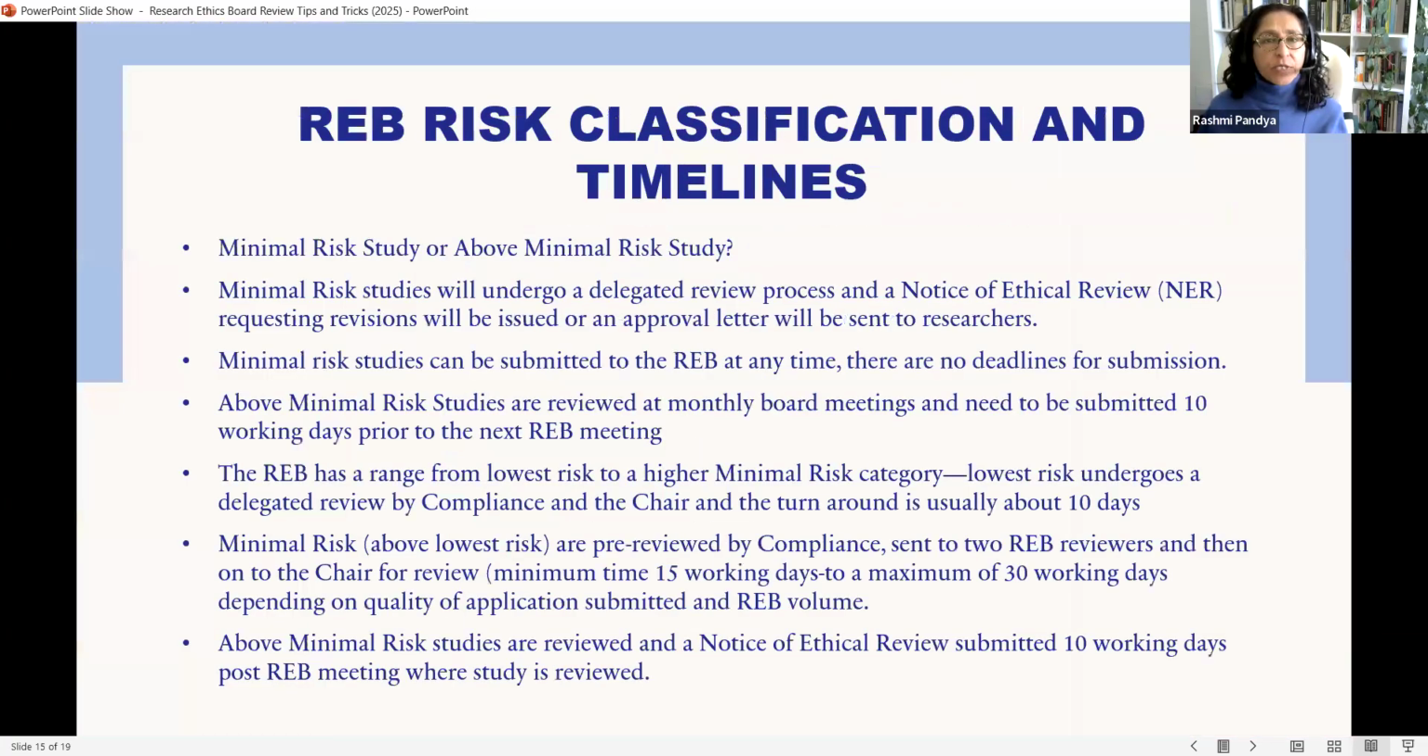I'm going to skip over some of these. There's a whole bunch of information here on timelines. Please make sure you go through this. This is for minimal risk studies and above minimal risk. It provides timelines. I should have in there working days for all of those timelines, so we'll correct that before it's available as a PDF.